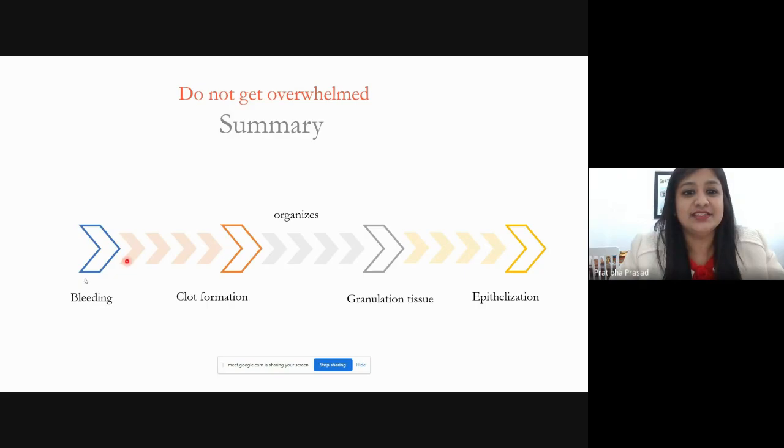So as soon as there is a wound, there is bleeding into the wound, which becomes a clot. That clot becomes organized into a granulation tissue, and eventually granulation tissue undergoes fibrosis into connective tissue, and on the top, the epithelialization is complete. This is a soft tissue wound. And in a hard tissue wound, it's the same thing, just that there is some amount of bone deposition as well, because it's a hard tissue.